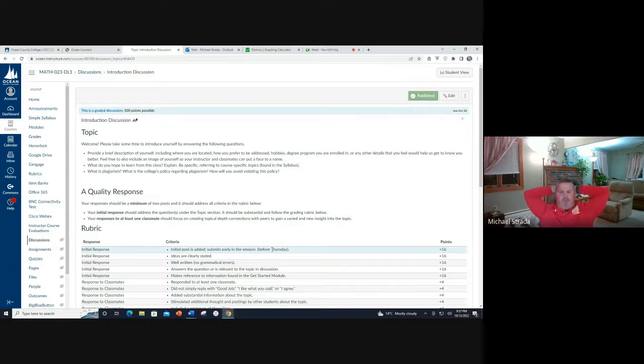Ideas are clearly stated. Please separate correctly with paragraphs. Well written, no grammatical errors. Please take your time in doing that. Make sure you proofread it, that your sentences have the correct structure, those types of things. Remember, this is as if you're submitting a paper. So let's avoid using things like LOL and those types of things.